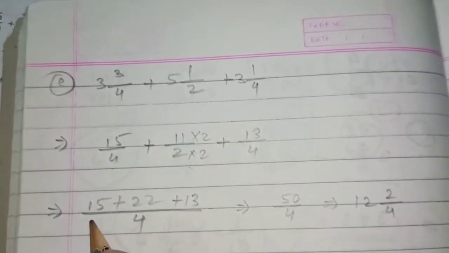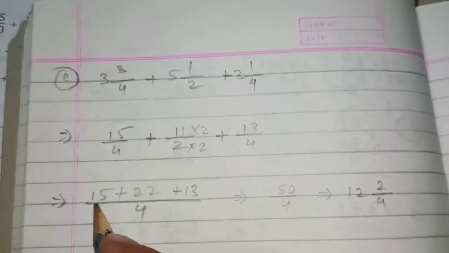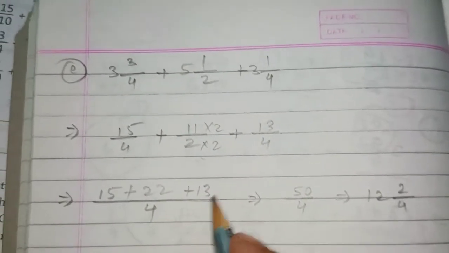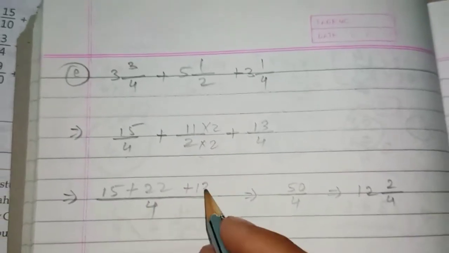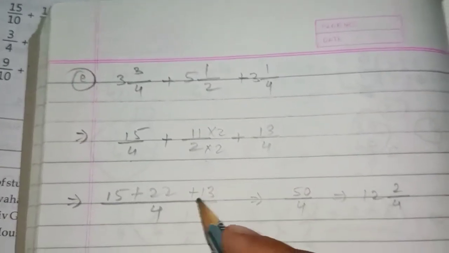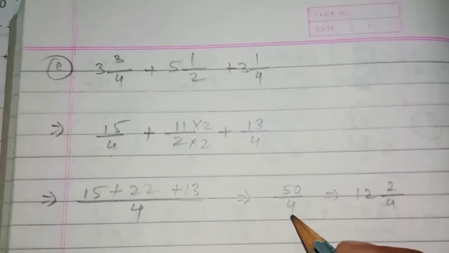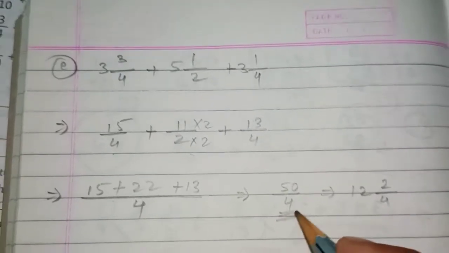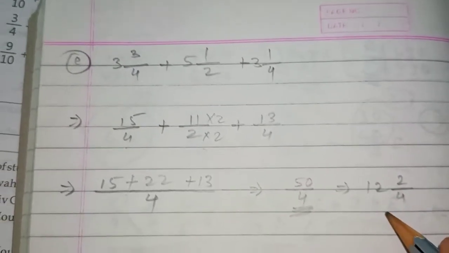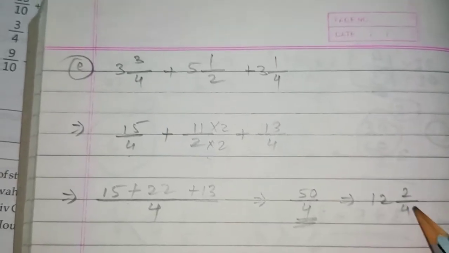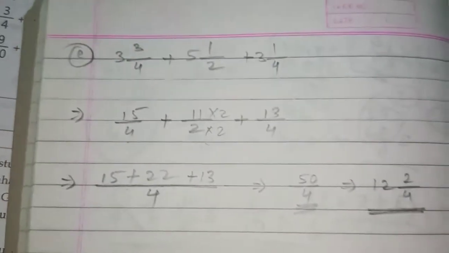So we will take 4 as common. Now 15 plus 22 plus 13. See, 11 twos are 22. Now 15 plus 22 plus 13 is equal to 50 by 4. This is an improper fraction. So we will again convert it into a mixed fraction. That is 12 and 2 by 4. This is our answer.